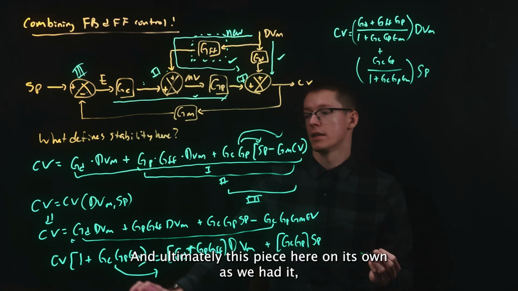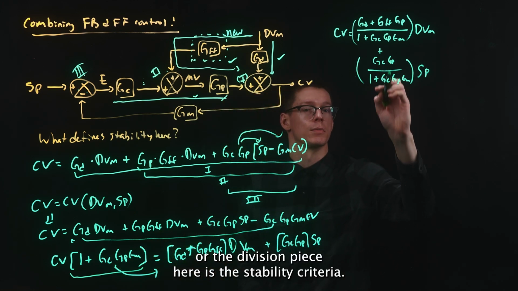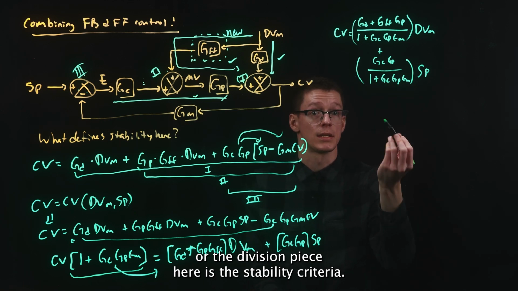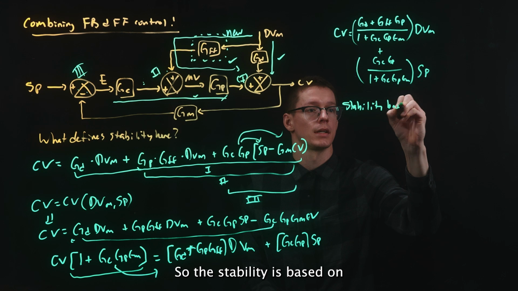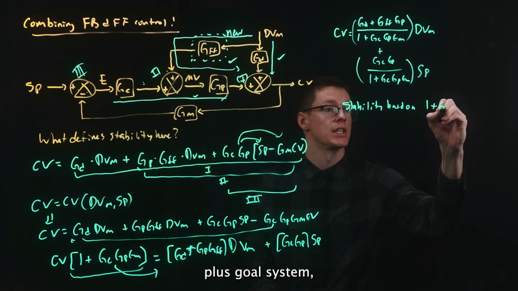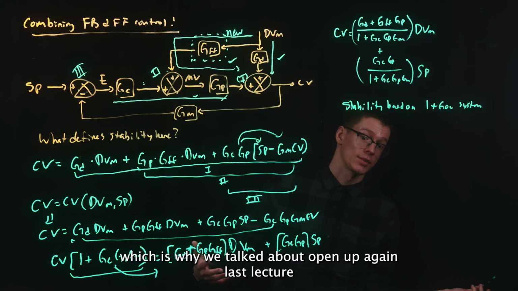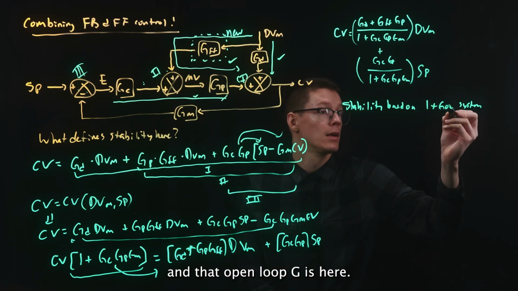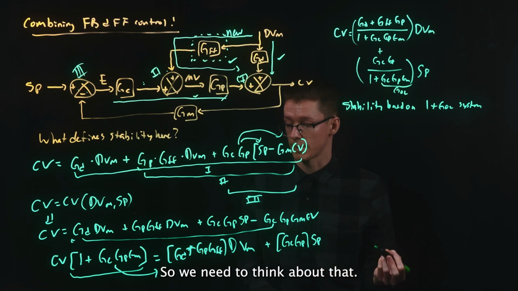And ultimately, this piece here on its own, the division piece here, is the stability criteria. So the stability is based on that open loop system, as you remember, that 1 plus GOL system, which is why we talked about open loop again in the last lecture. And that open loop G is here. So we need to think about that.